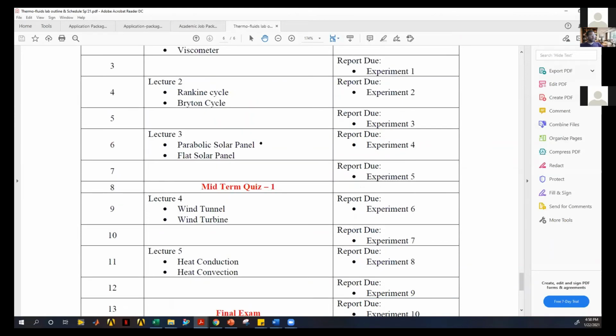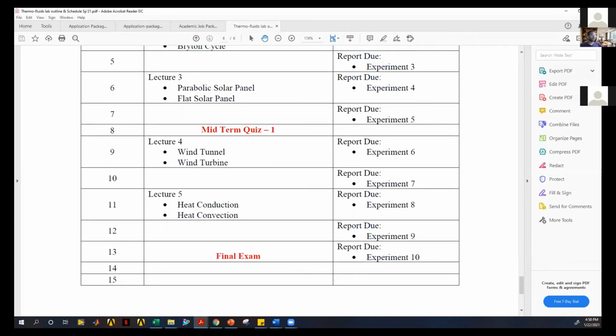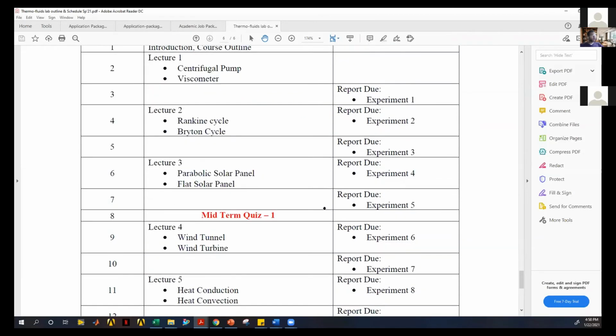I'm planning to take two big quizzes, the midterm quiz and the final exam. And I will try to give you guys a couple of surprise tests every now and then. Those surprise quizzes are going to be MCQ questions, so it shouldn't take you more than 15, 20 minutes. It's going to be very simple. If you just go through those slides, you should be able to answer them.